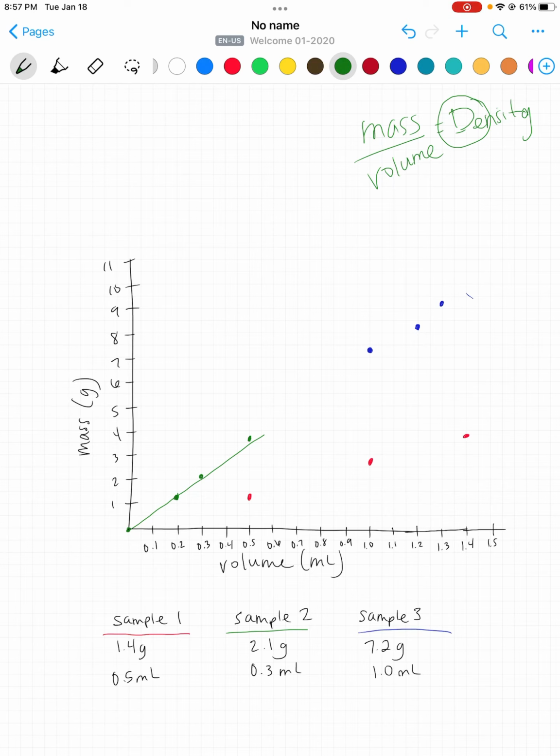But notice how, if I intersect the bottom point, there's no way for me to intersect the top point. It just isn't going to work without playing connect the dots and making my line crooked. I don't want a crooked line. I want a very straight line. So that's my line of best fit for my green samples, my sample 2.